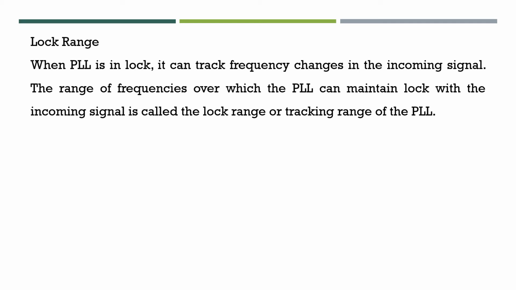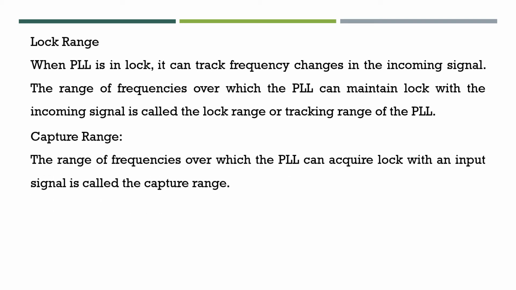But the phase detector's work is to check whether there are changes in the input signal still occurring. F0 is equal to Fi. It will not check for F0. It will check for the input signal changes. The range of frequencies over which PLL can maintain lock with the incoming signal is called the lock range or the tracking range of the PLL, what we can say. This is about the one part, that is the lock range.